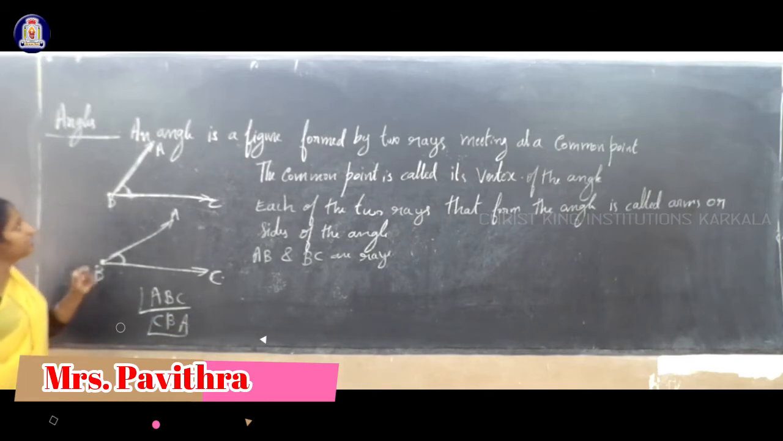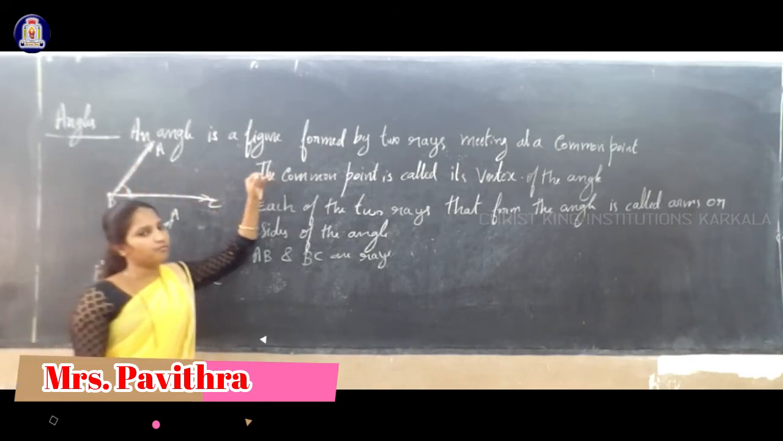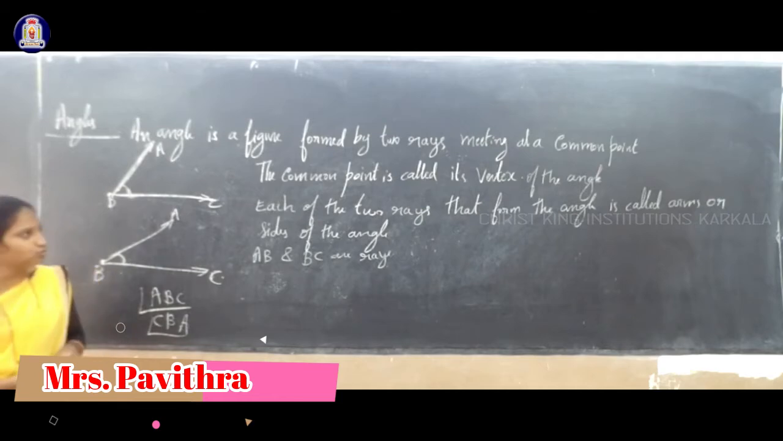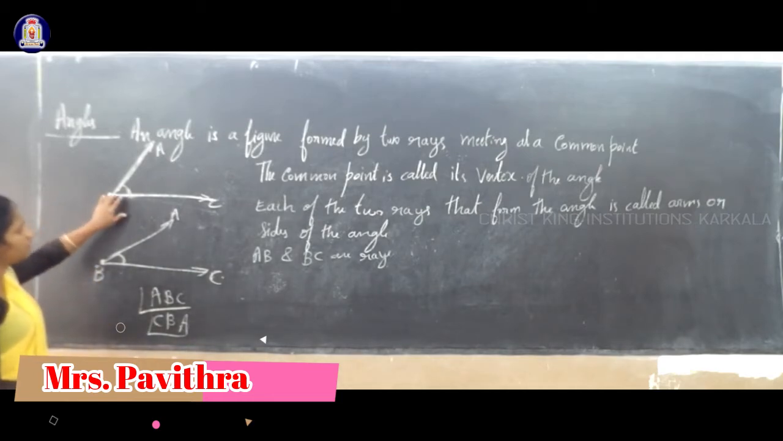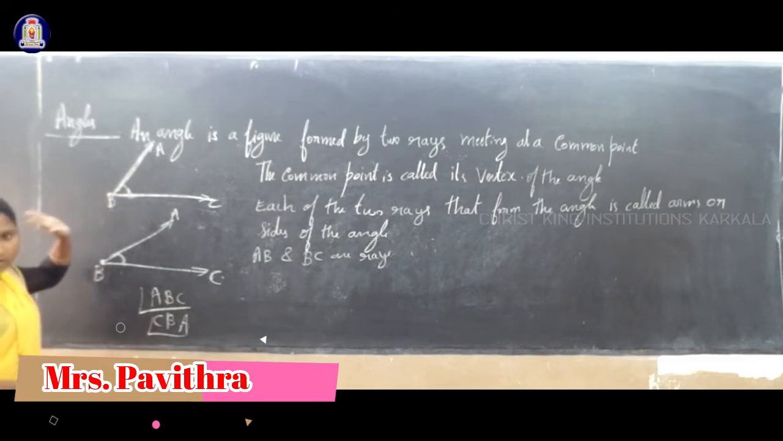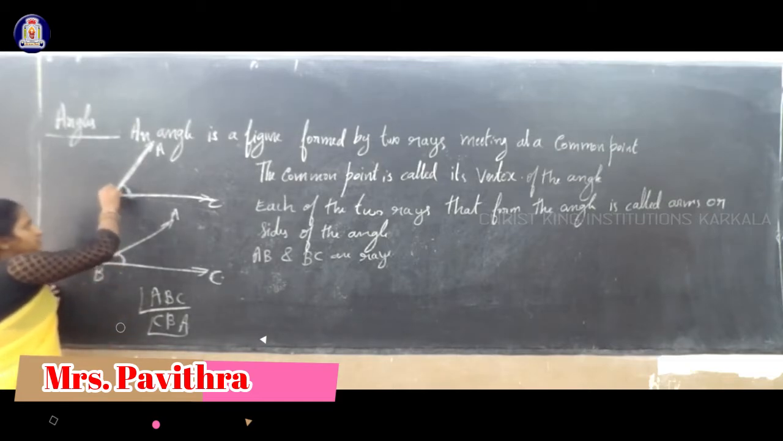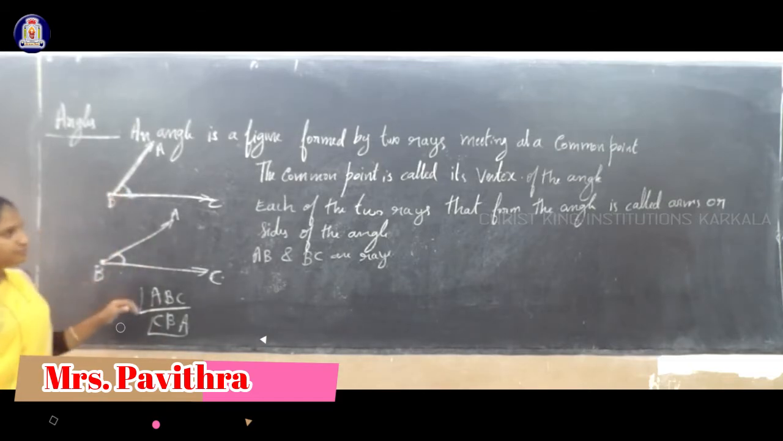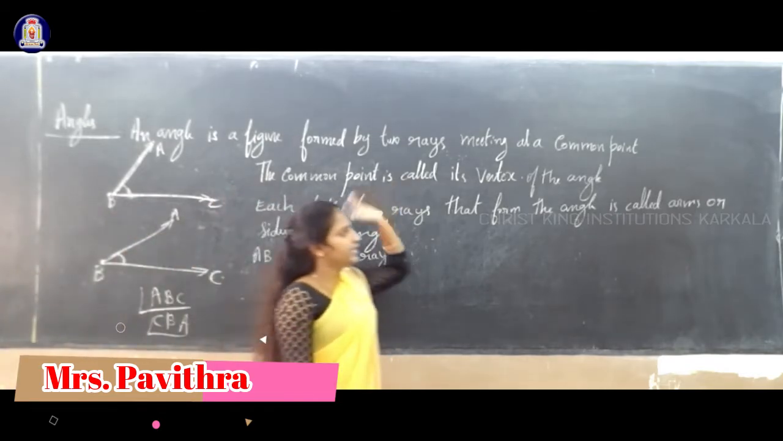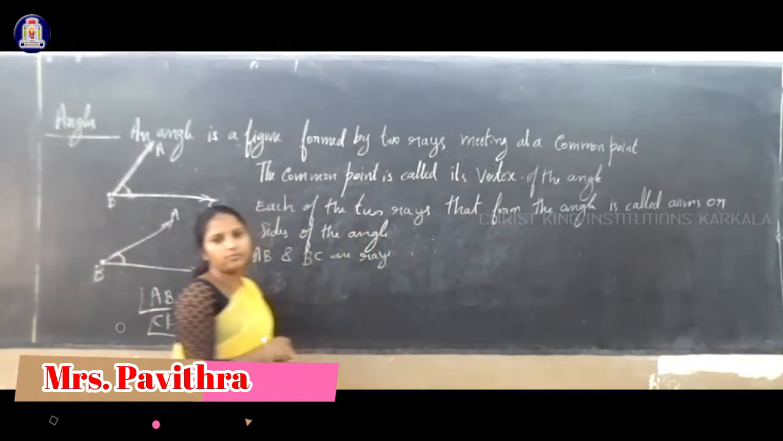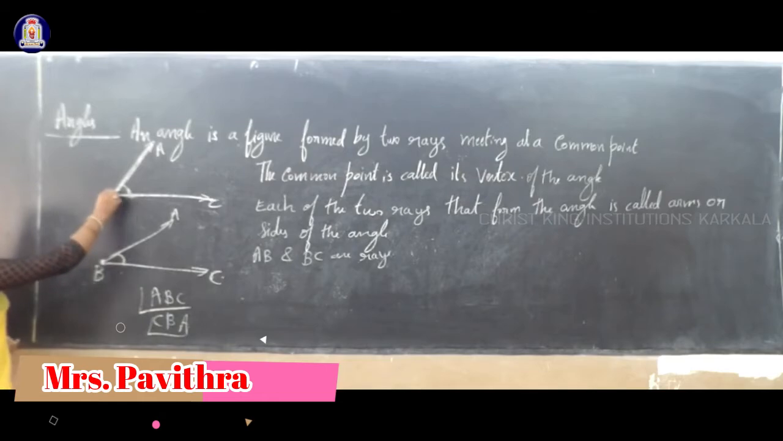Understood? What is an angle? An angle is a figure formed by two rays meeting at a common point. That point is here, B. So two rays meeting at a common point. In this figure, the common point is B. The common point is called its vertex. This common point is called what? Vertex of the angle.